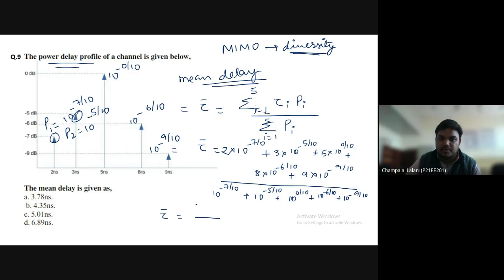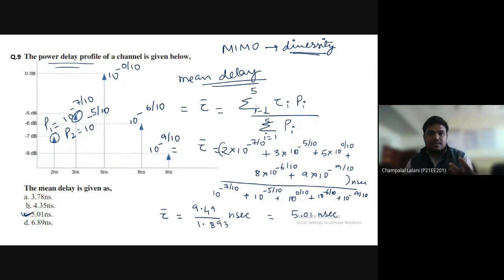If you solve this part, you will get 9.49, all in nanoseconds, divided by 1.893. If you solve this, we get the answer as 5.01 nanoseconds. I hope you have got the answer.